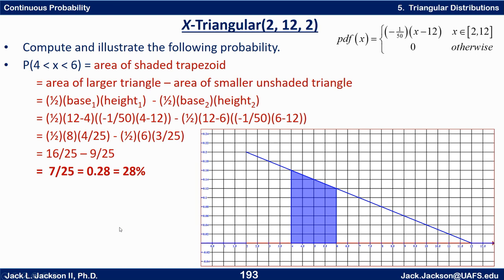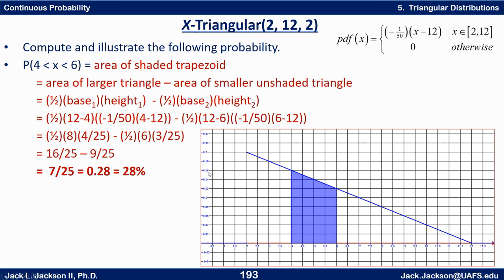So here, once again, we get a shaded trapezoid, and that's the area we want to find. Again, you can find it pretty easily. It's just subtracting two triangles. I didn't put the marks on it down here, but the big triangle goes from 4 to 12. So that's a base of 8 right there, 12 minus 4, and a height of PDF of 4. So you just plug in 4 to find the height here.